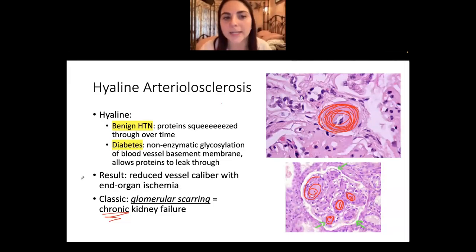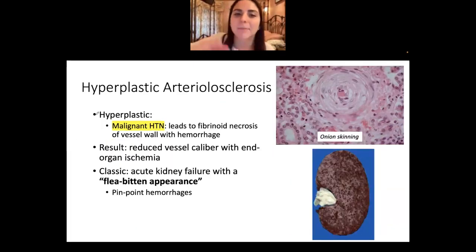And that's, again, why diabetics get diabetic nephropathy. It doesn't happen as soon as they're diagnosed with diabetes. It happens after living with diabetes for a while.